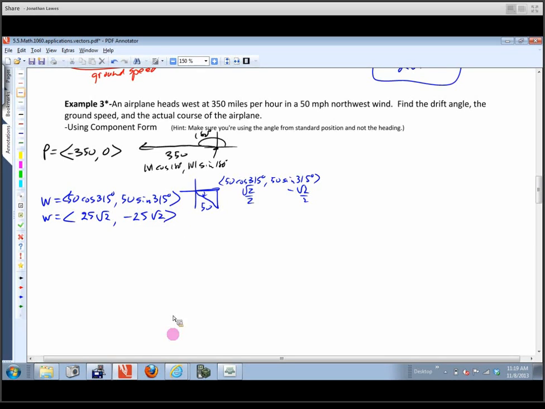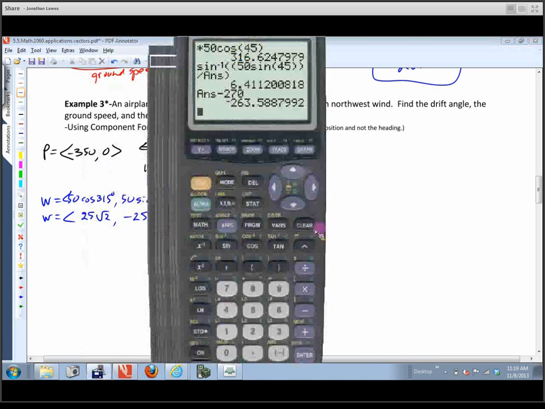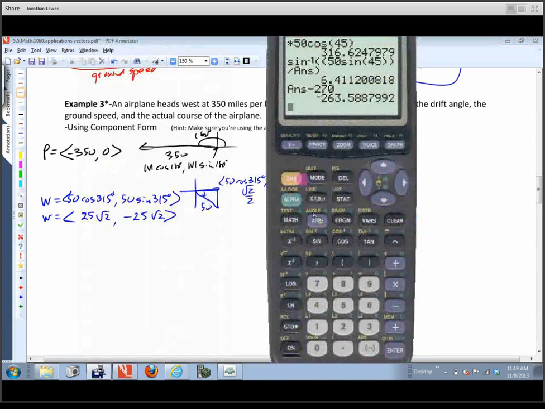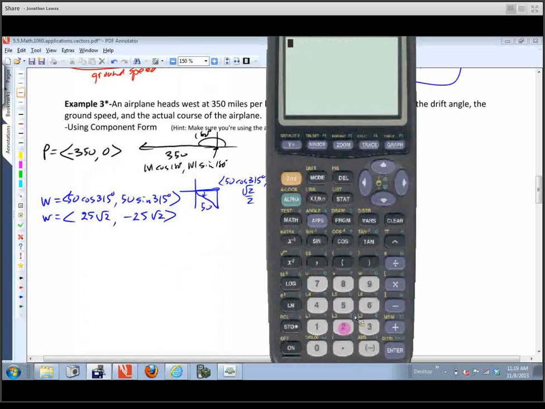Okay? Now, let's just check and make sure that that actually works. Do we have the right thing? So I'm going to clear this off, and I'm going to do 50 cosine 315.